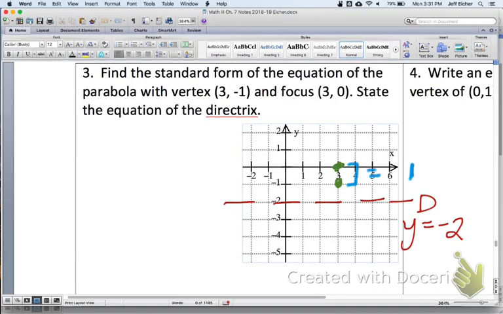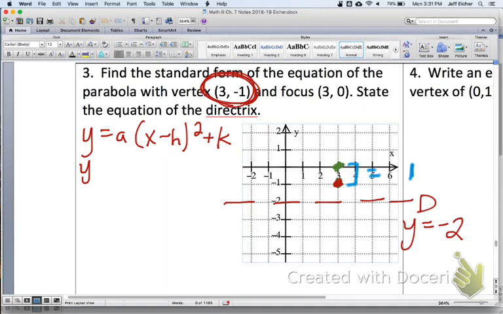Now we just need the equation. We already have the vertex at this point, so we have y equals a(x minus h) squared plus k. That's our general standard form. We already have the vertex. We have y equals a(x minus 3) squared minus 1. All right, all we need is the a value.